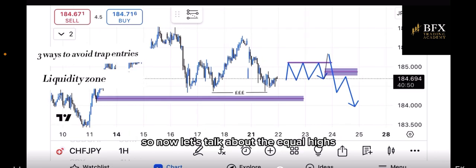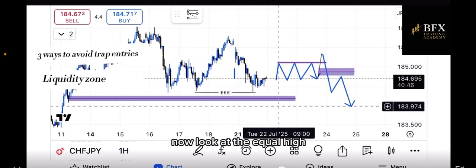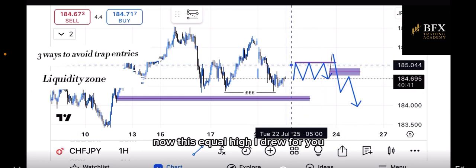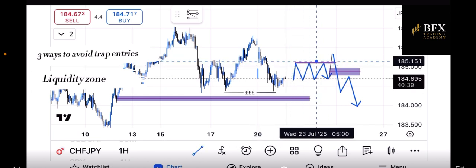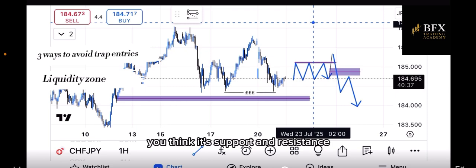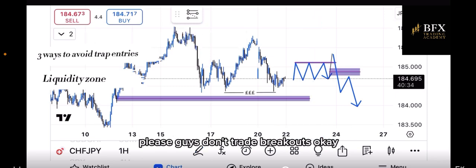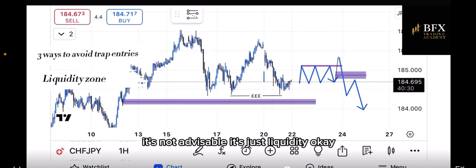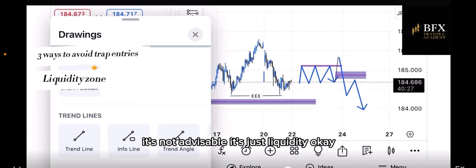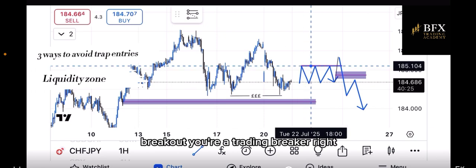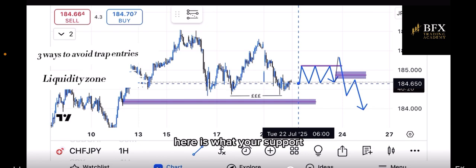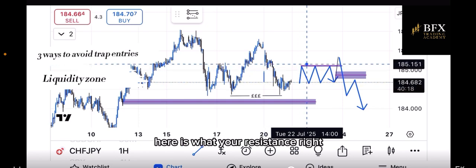So now let's talk about the equal highs, equal lows. I've showed you equal low. Now look at the equal high. This equal high I drew for you, you would think it's support and resistance. You are trading breakouts. Please guys, don't trade breakouts. It's not advisable. It's just liquidity. You are trading breakout, right? S and R, right? Here is your support, here is your resistance.